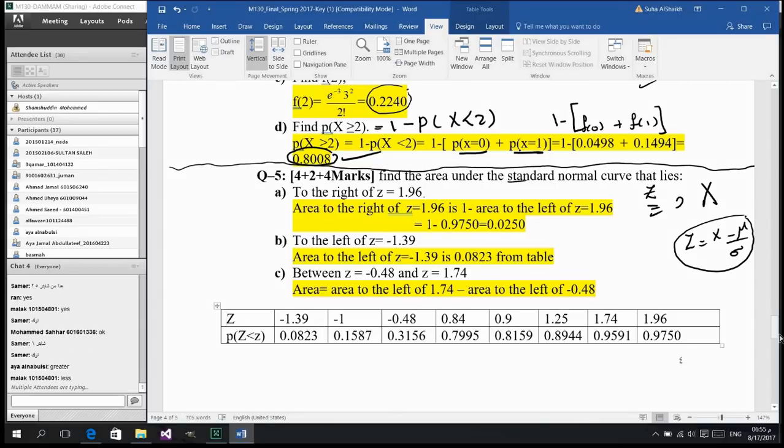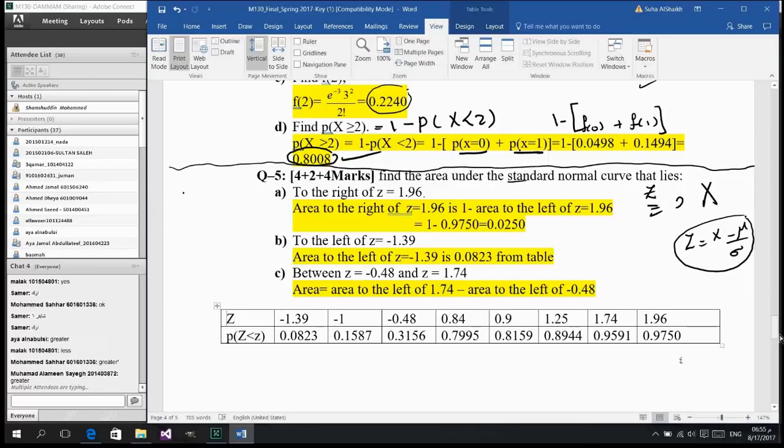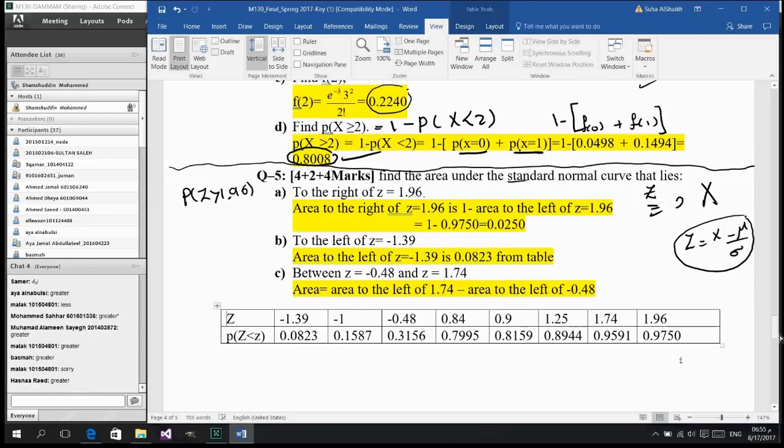Great. To the right, يعني greater. So z greater than 1.96. I need to use a table. So what should I do? 1 minus the probability of z less than 1.96. The table gives me the less than, صح? So I need to change this to the less than case.